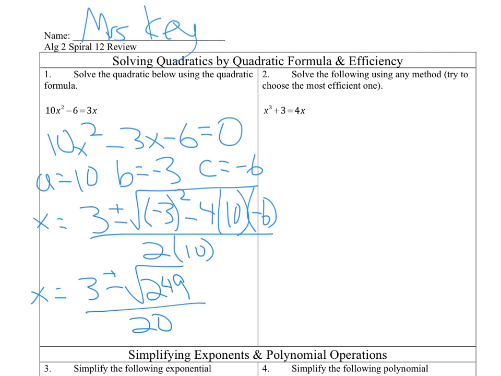I can't do anything with 249, it is not a perfect square, so I'm done. That is my answer, right here. Next, using the most efficient method.